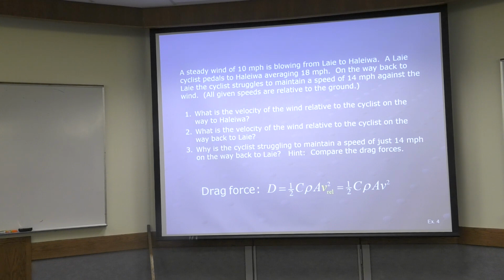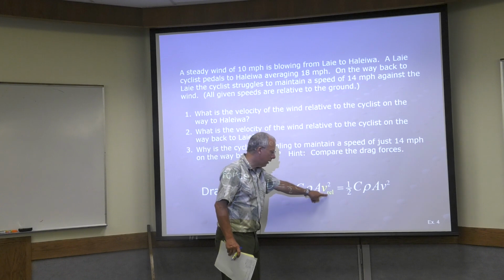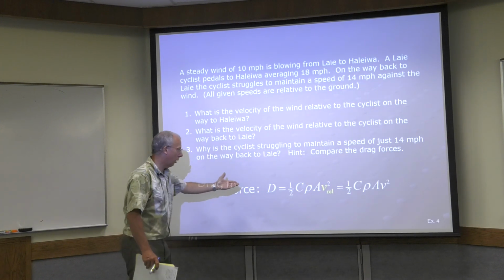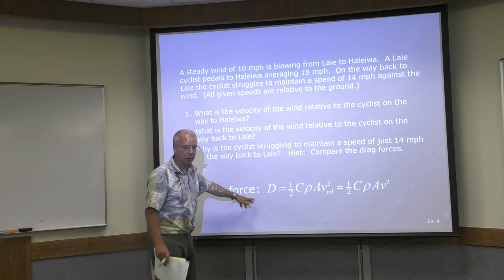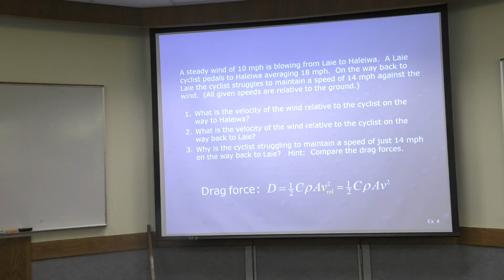What is the velocity of the wind relative to the cyclist on the way to Haleiwa? Because remember, with that drag speed, this is the speed of the air relative to the object, right? And so if we want to use this equation, we've got to figure out the speed of the wind relative to the cyclist, right? So let's say here's Laie, and here's Haleiwa.